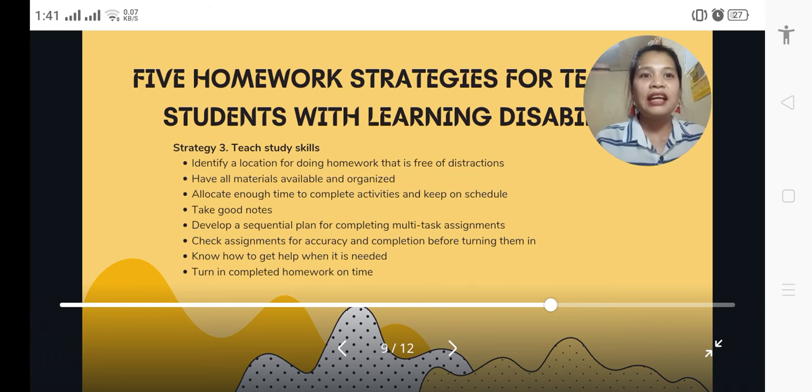And lastly, we have to turn in complete homework on time. But if you are a parent of a child with special needs, time is allotted for you so that you can do the assignment ahead of time to comply with the schedule that is given by the teacher.